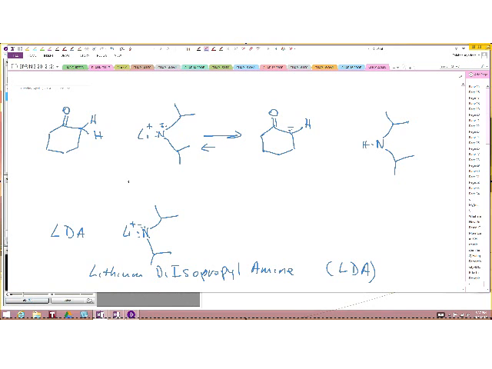Now, if you want to drive this equilibrium to the right, we have this here. Let us take a look at the pKa value again. The pKa value for this hydrogen is 20. And for this hydrogen here, which would now be acting as an acid, the pKa value is 35. So you can see now this hydrogen will be the stronger acid, and now this will be the weaker acid.